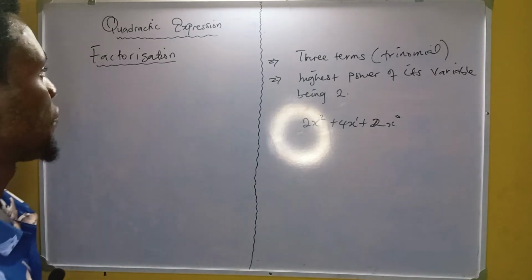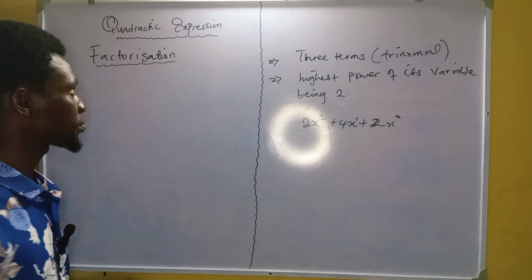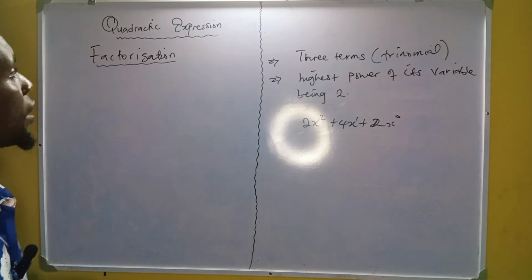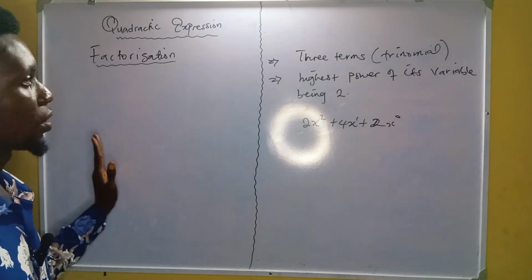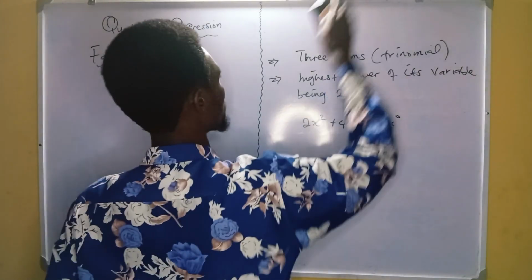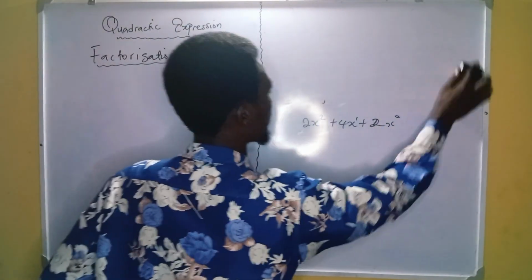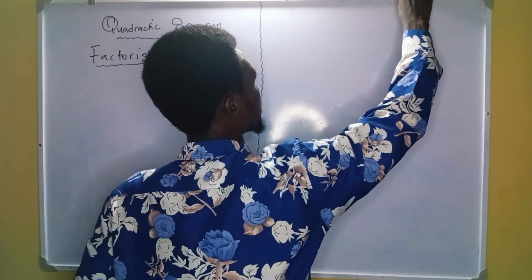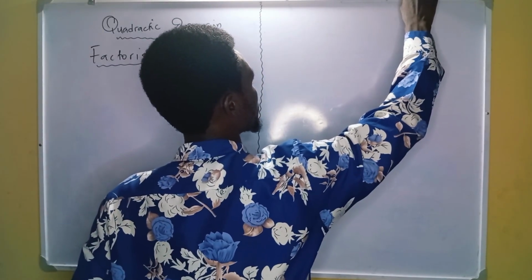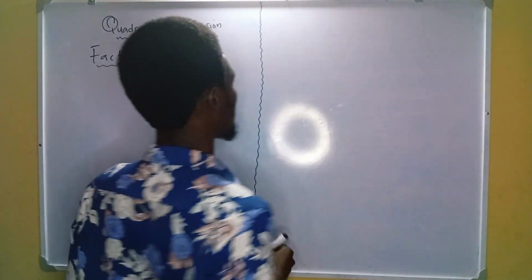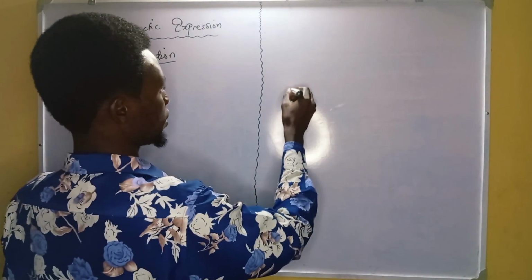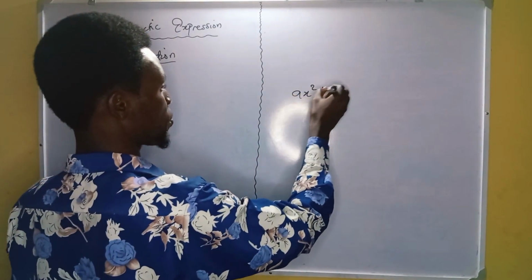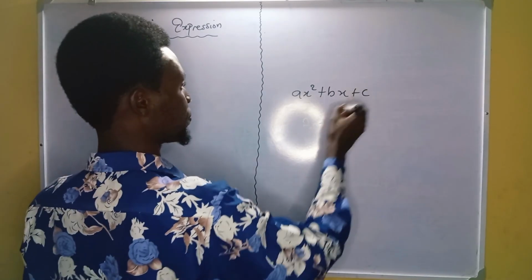So today we're going to look at the factorization of quadratic expressions. How do we factorize quadratic expressions? It's very, very important. And then in order for you to factorize any quadratic expression, you have to also understand that every quadratic expression has a standard form, right? Every quadratic expression has a standard form. The standard form of a quadratic expression is ax squared plus bx plus c, all right?